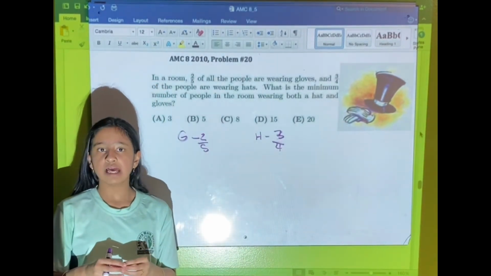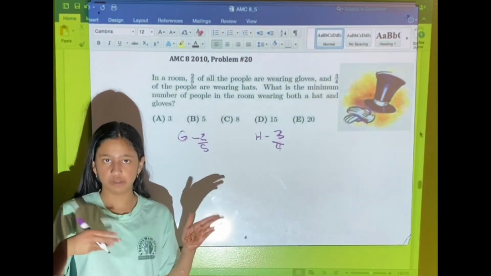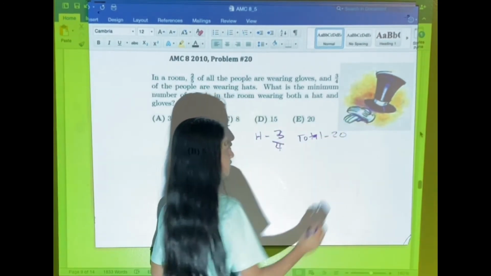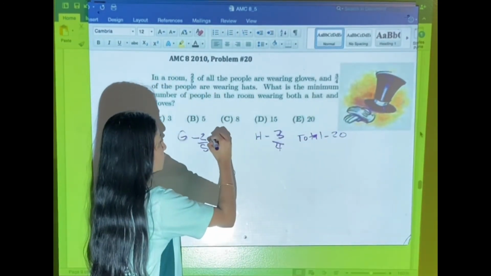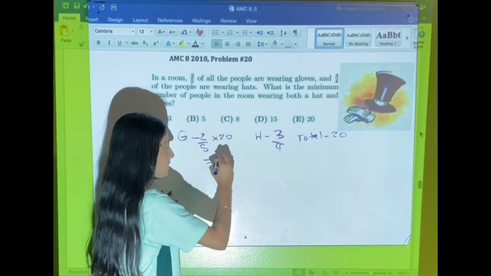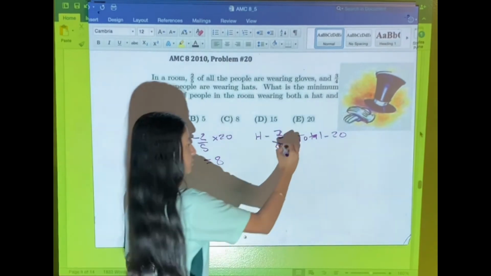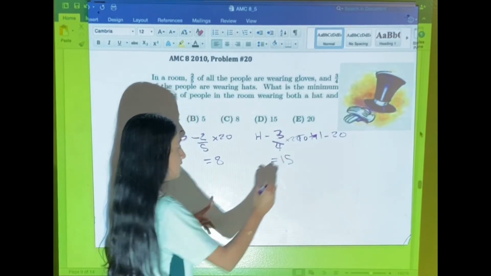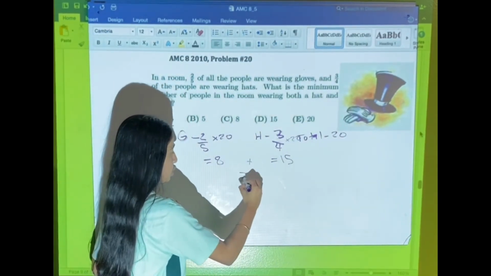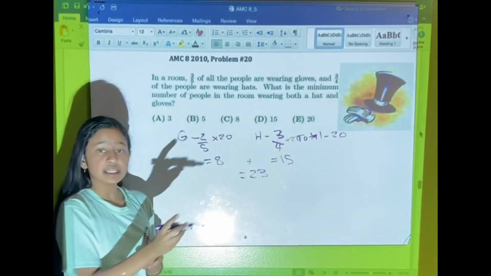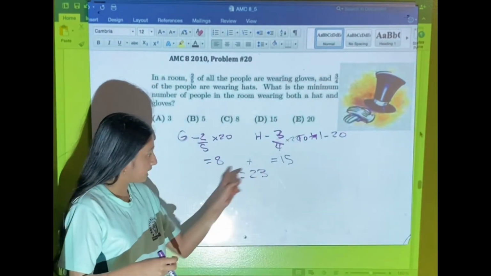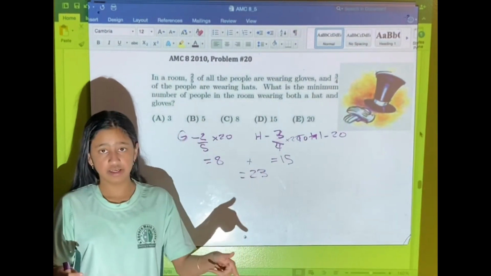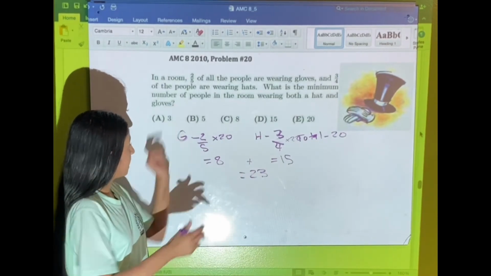So we're going to say that the minimum number of people in this room is 20. So total, 20. If 20 are total, then 2/5 of 20 is 8 people wearing gloves, and 3/4 of 20 is 15 people wearing hats. This totals up to 23. But we only have 20 people, so there can't be 23. That means there are 3 people wearing both a hat and gloves. So the answer is A.